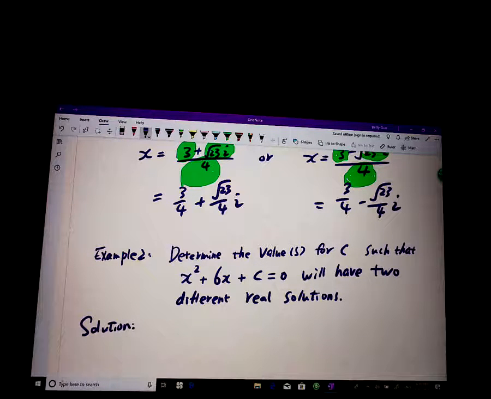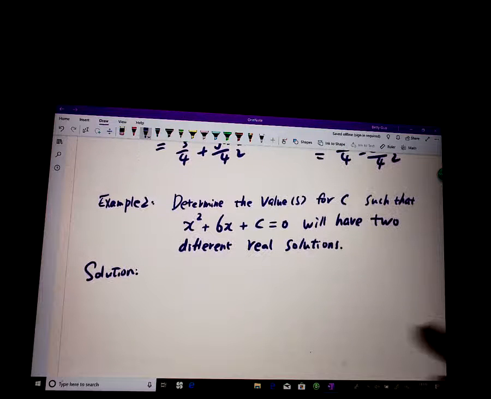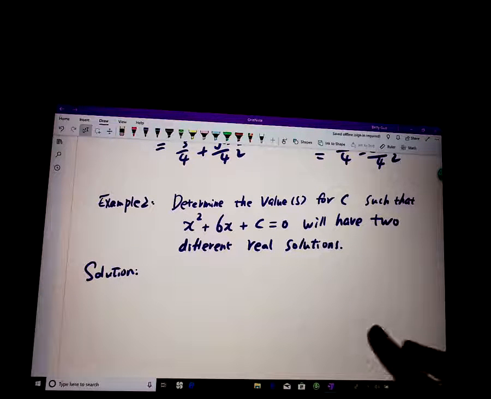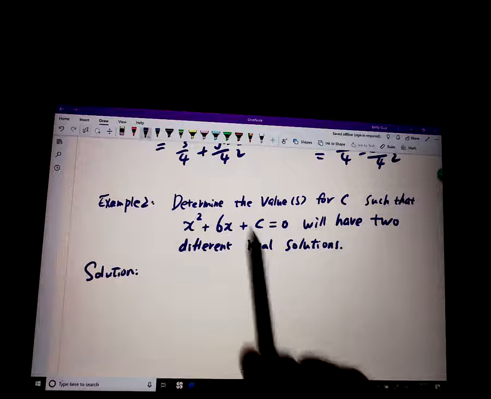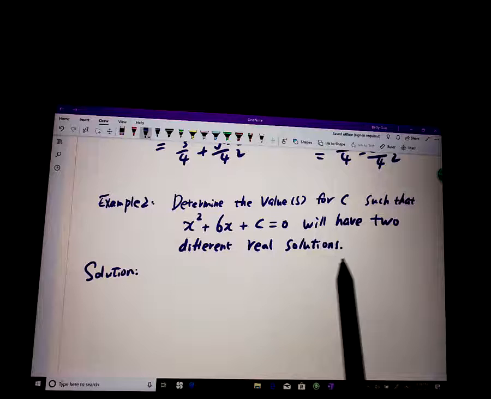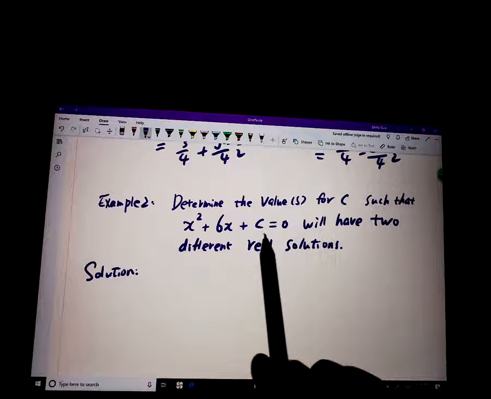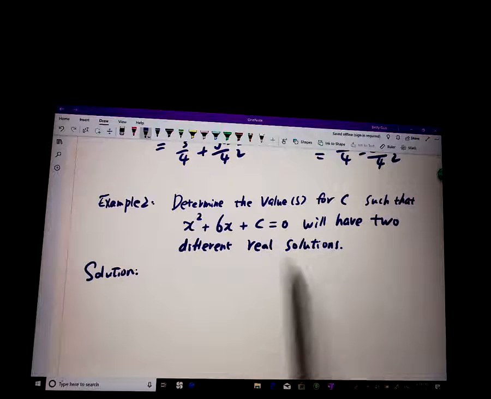Let's see how we handle this problem. It's different. In the previous examples, the problems are very straightforward. You are given the equation, and you solve for the two solutions. Now, you are given that the equation has two different real solutions. You need to find a value for C. Determine the value for C. Let's consider how we do that.